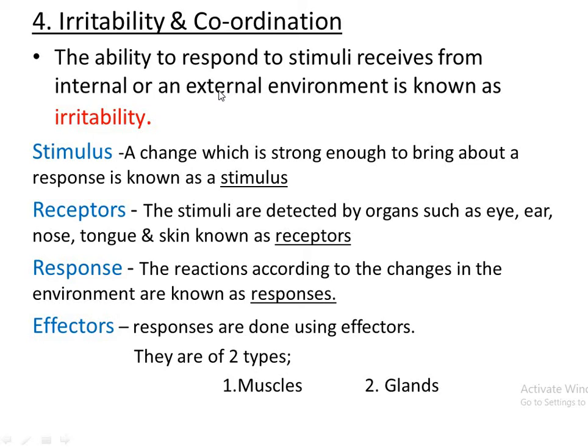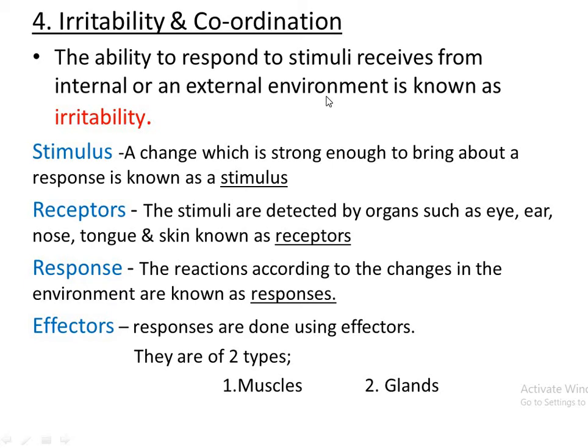Next up we are going to talk about irritability and coordination. The ability to respond to stimuli received from the internal or external environment is what we call irritability. A stimulus is a change which is strong enough to bring about a response. The stimuli are detected by organs such as the eye, ear, nose, tongue, and skin. They are what we call the receptors.